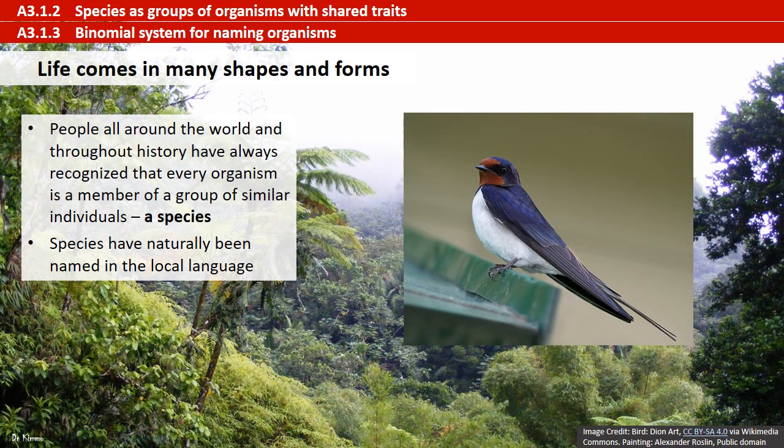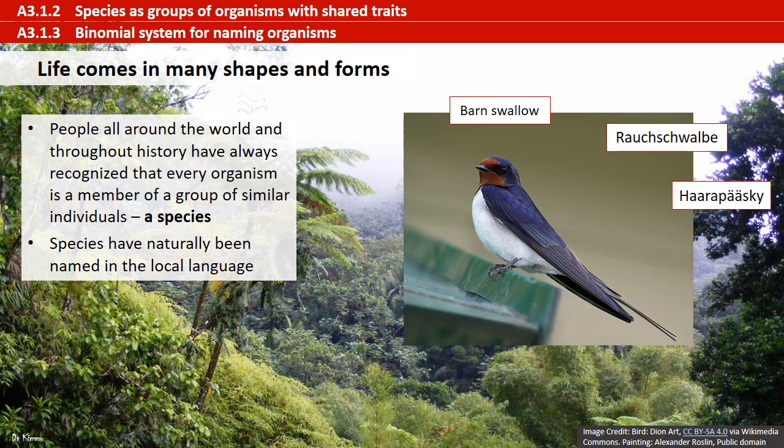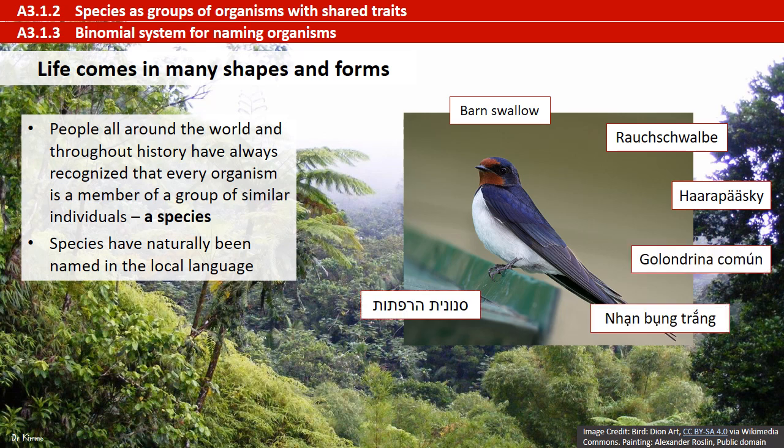Throughout history, in all cultures, people have recognized that every organism is a member of a group of similar individuals, a species. Species have obviously been named in a local language. So for example, this bird here, some people would call it a barn swallow, some would say Rauchschwalbe, others harapääsky, golondrina común, and many other things which I'm not able to pronounce.